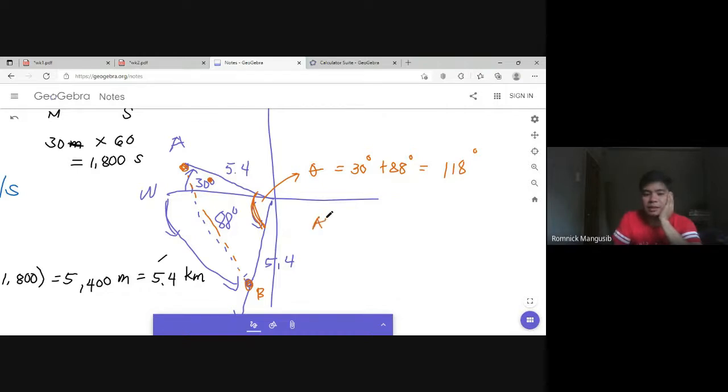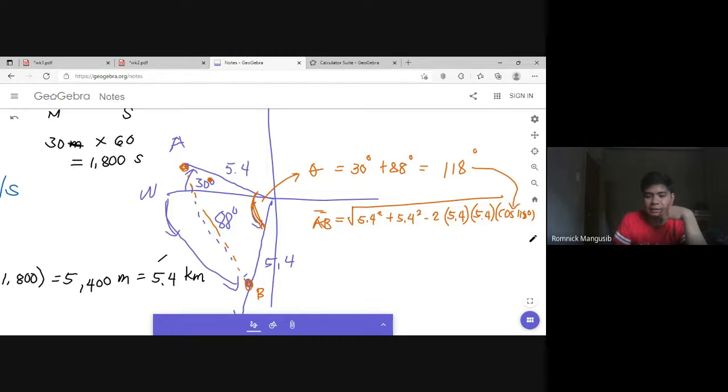So the distance AB is now equal to the square root of, okay, pareho sila, 5.4 squared plus 5.4 squared minus 2 times 5.4 times 5.4 kasi 2AB, no? Times cosine of 118 degrees. That's the angle, 118 degrees.